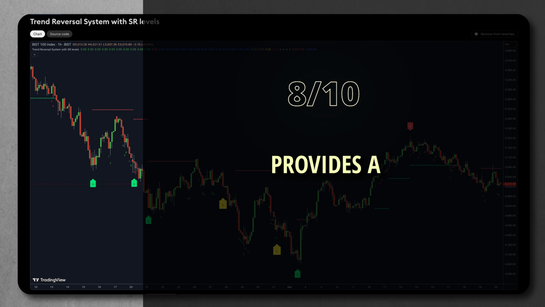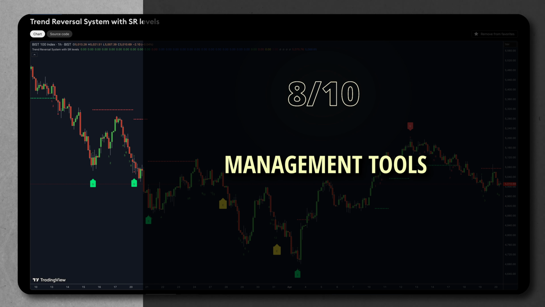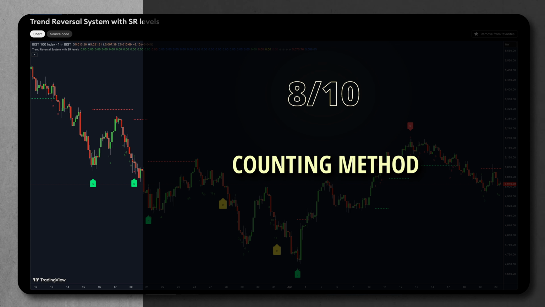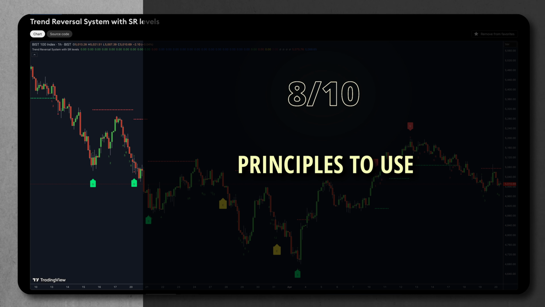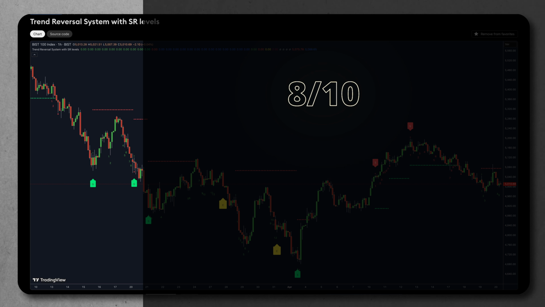The indicator provides a structured approach to trend reversal identification with built-in risk management tools. Its systematic counting method removes some subjectivity from reversal trading, though it requires deeper understanding of the underlying principles to use effectively. The automatic support, resistance levels add contextual value, but optimal parameter settings may require significant historical testing across various market conditions.